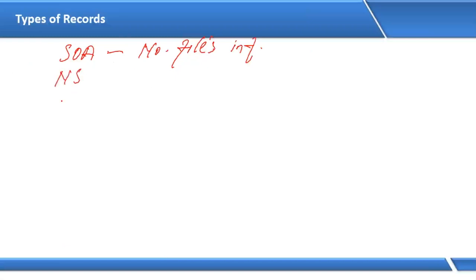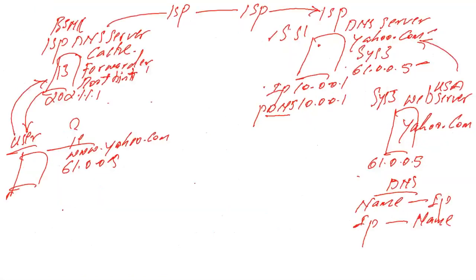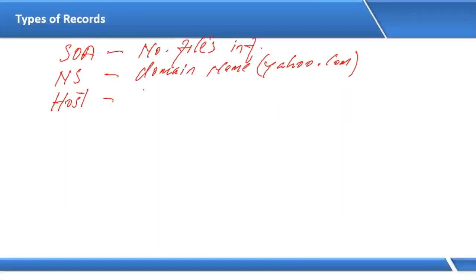Next we have the NS record. NS stands for name server, and this record contains your domain name information. Here I created one zone by the name of yahoo.com, and this information is contained by the NS record. Now we have one more record, that is a host record. In this picture you can see my yahoo.com website is hosted on system 3, and the IP address is 61.0.0.5. This information is contained by my host record.